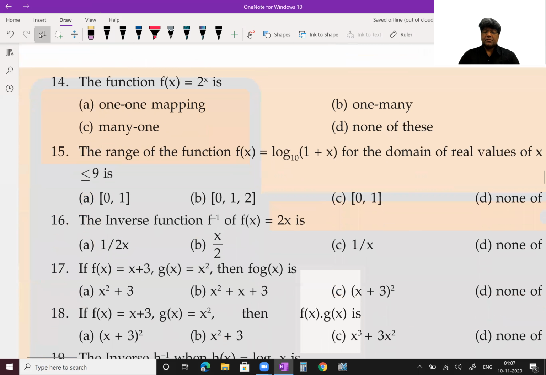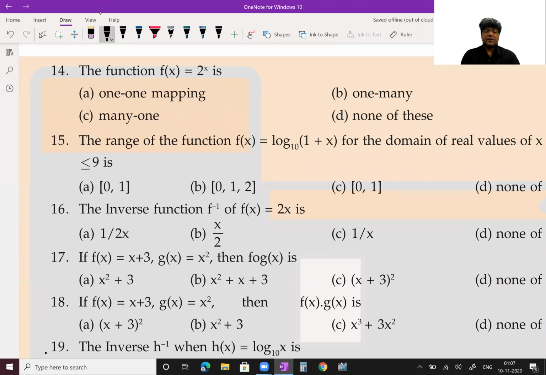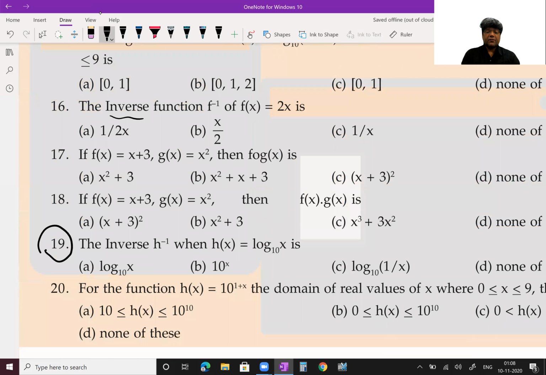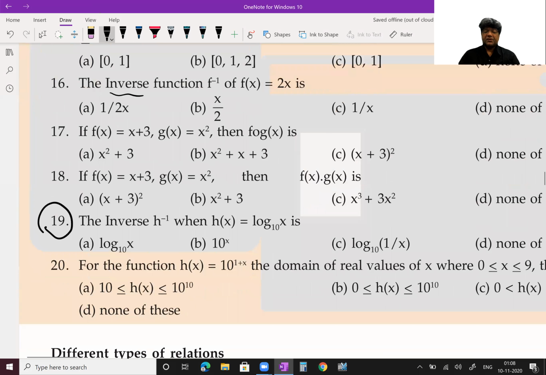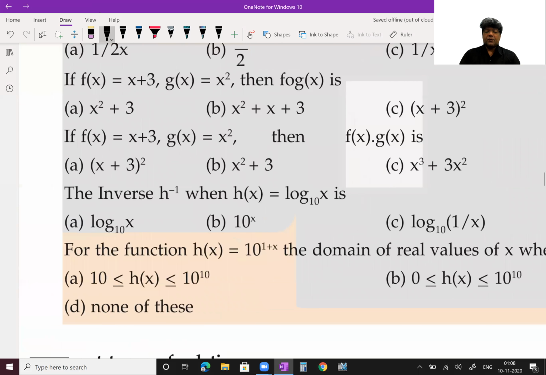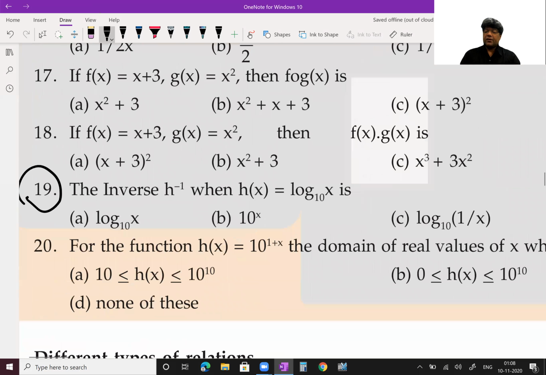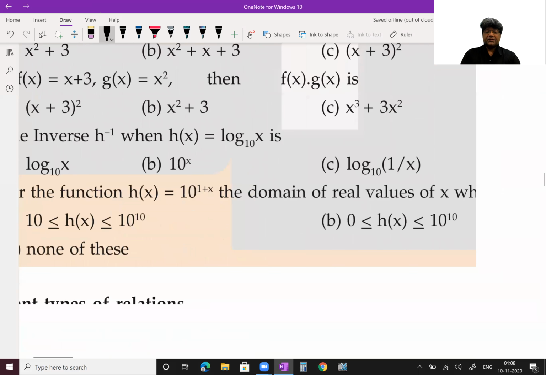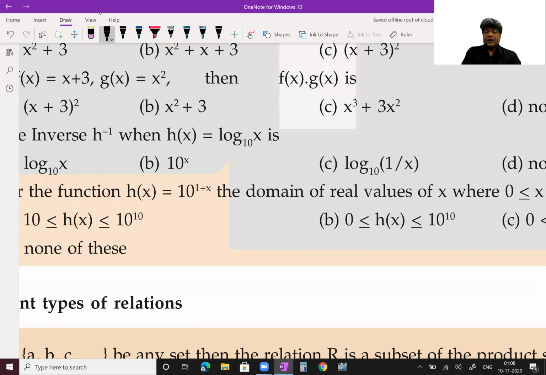Now, inverse function, here they are asking the inverse function. One question I will pick for inverse. This question I will take for inverse, guys, because your log is there. See, guys, how to calculate the inverse, what I have taught to you. They have given hx is equal to log of x to the base 10.